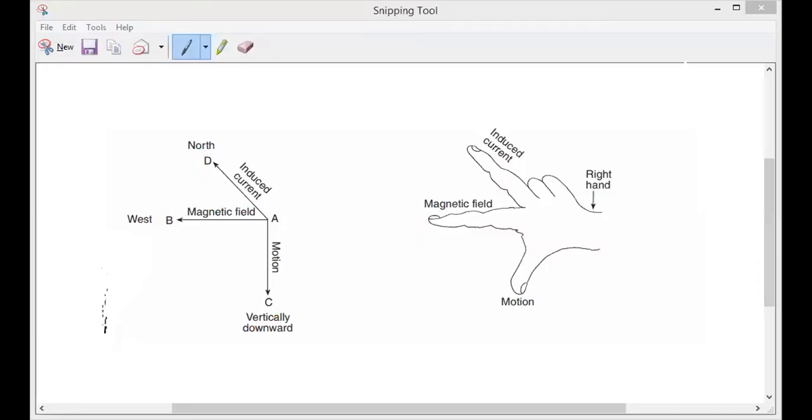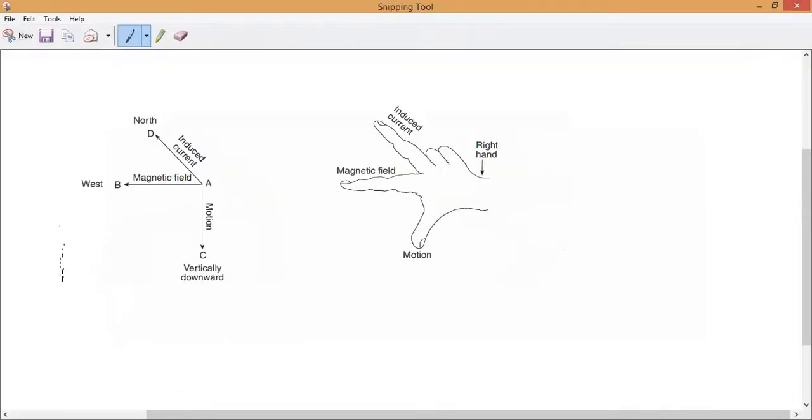But here we will use Fleming's right hand thumb rule to find the direction of induced current. All of you have to remember, induced current. So this is the diagram you can take. If you take your right hand, we will have three fingers. This is the index finger, if you notice. The index finger is indicating the magnetic field, which is pointing towards the west, you can see. So west direction is the magnetic field, and the motion, if you notice, is vertically downwards. This is the thumb, and the induced current is north pole.